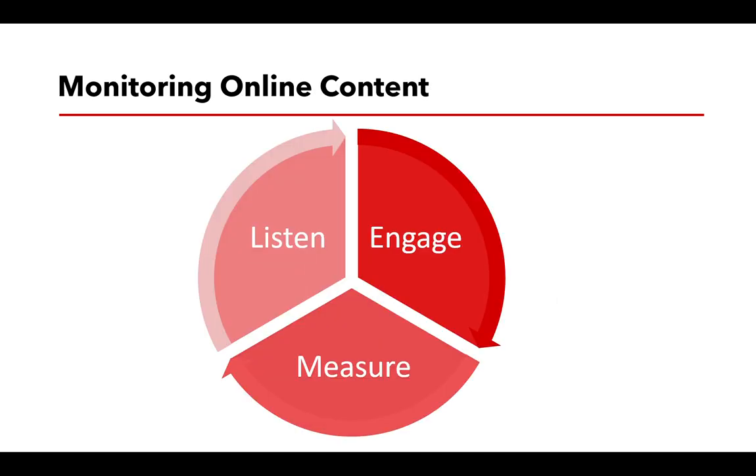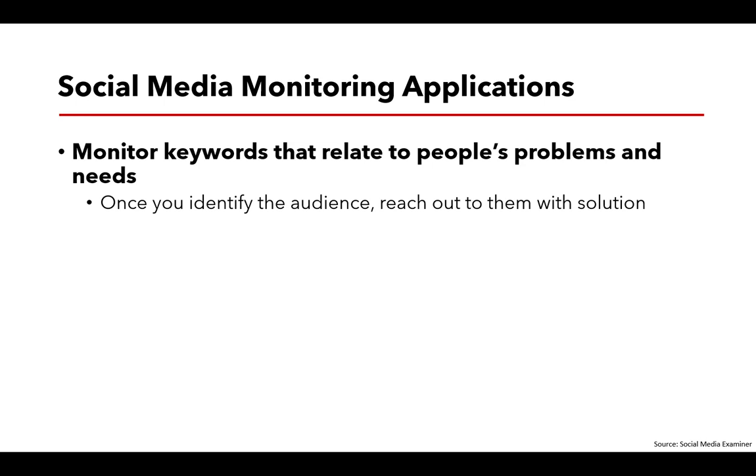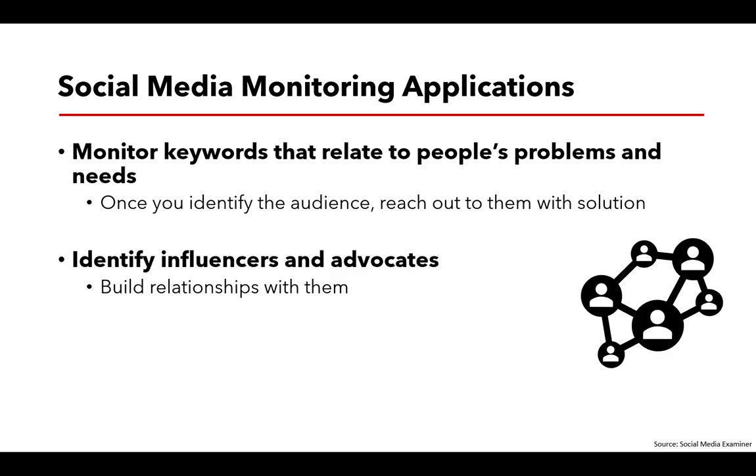Monitoring online content is an endless cycle of listening, engaging, and measuring to ensure the organization is meeting its strategic communication goals. Using social media monitoring provides communicators with several advantages to listen, engage, and measure impacts of communication efforts. These tools allow you to monitor keywords that relate to people's problems and needs. And once you've identified that, you can reach out to those audience members with solutions.